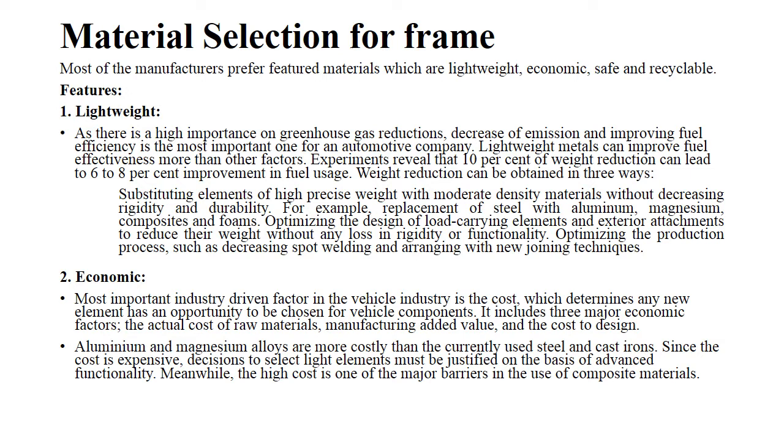Weight reduction can be done by substituting elements of high specific weight with moderate density materials, like substituting steel with aluminium. The second is optimizing the design, so that the whole frame is lighter. And third is optimizing the production process. You can decrease the number of welding processes and joining techniques to make sure that the final frame is light.